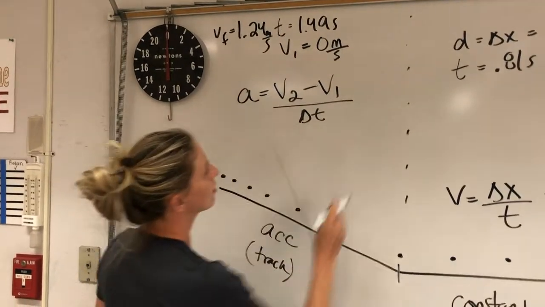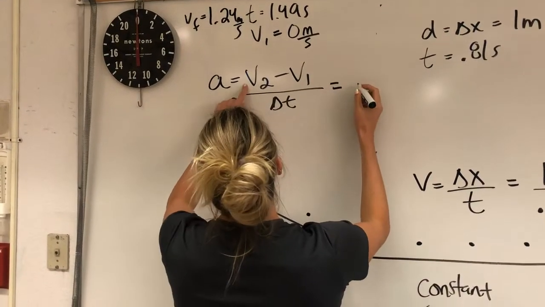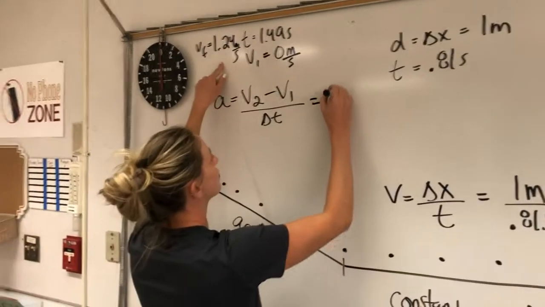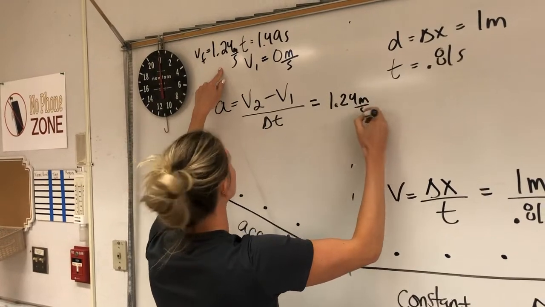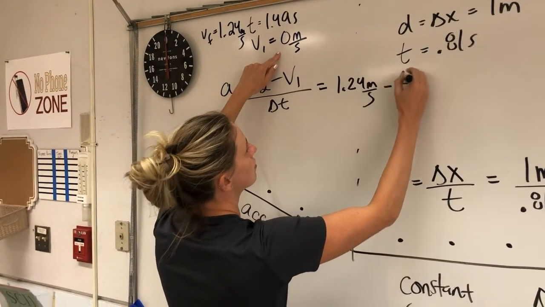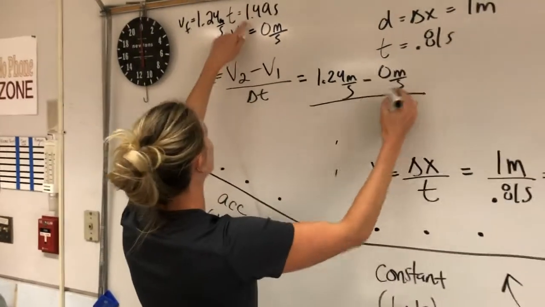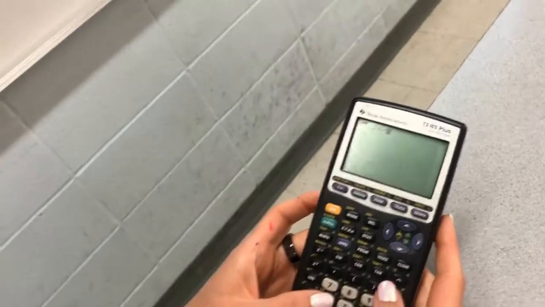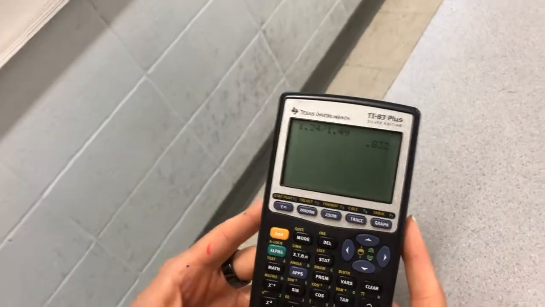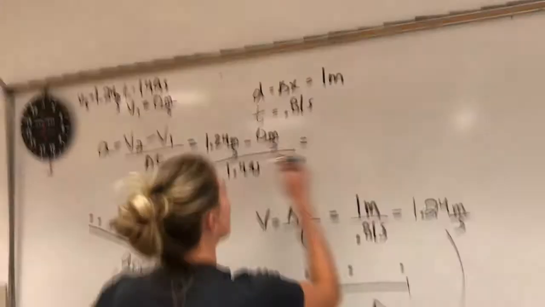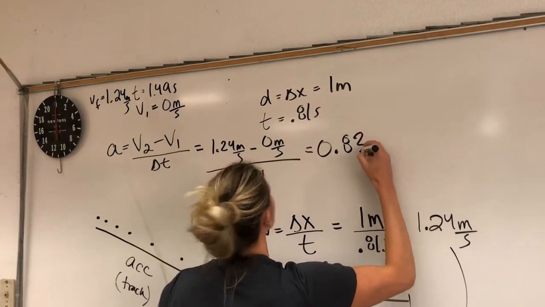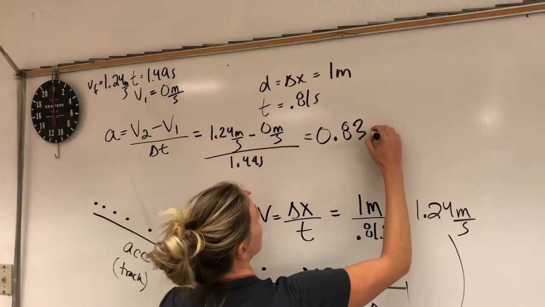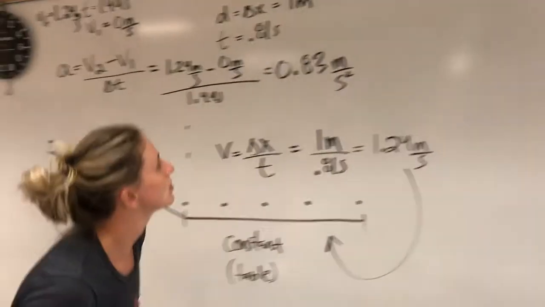We can do this now, right? Okay, I'm going to erase this so I can have some room. Velocity final, or velocity 2, same thing. 1.24 meters per second minus 0, divided by 1.49 seconds. Let's do that. 1.24 divided by 1.49, and I get 0.83 meters per second squared.